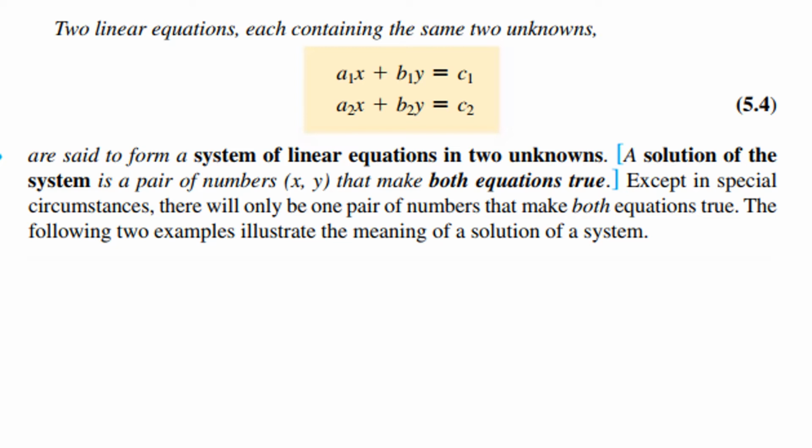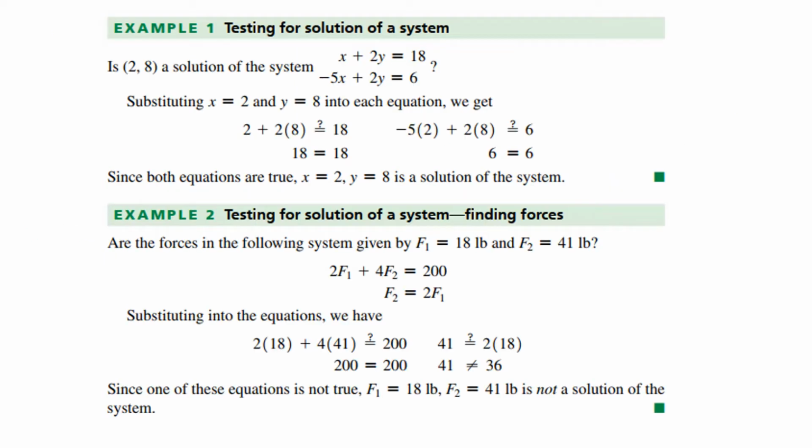Except in special circumstances, which we will talk about later, there will be only one pair of numbers that make both equations true. That's because fundamentally, two lines intersect in a point. We do a couple of examples, and as John suggested, I'm going through some of the examples in your book in these new videos.